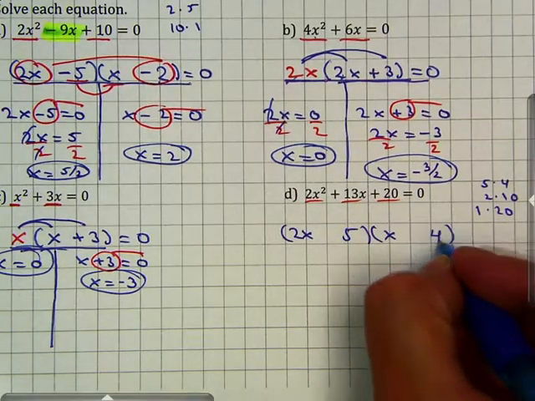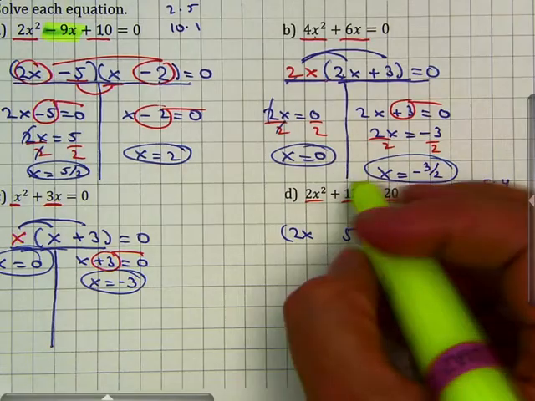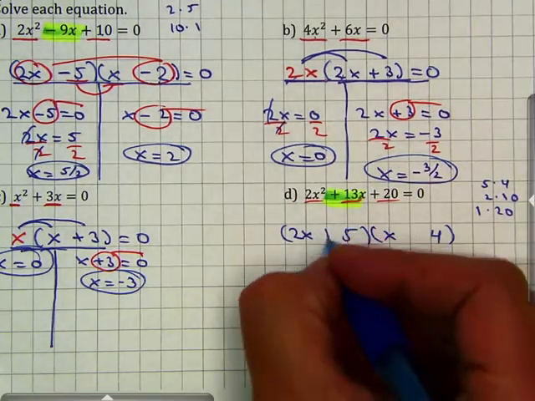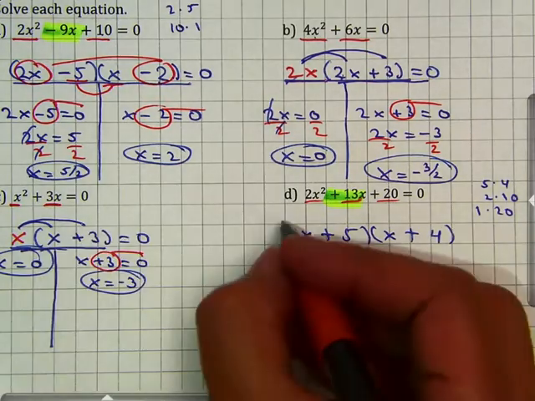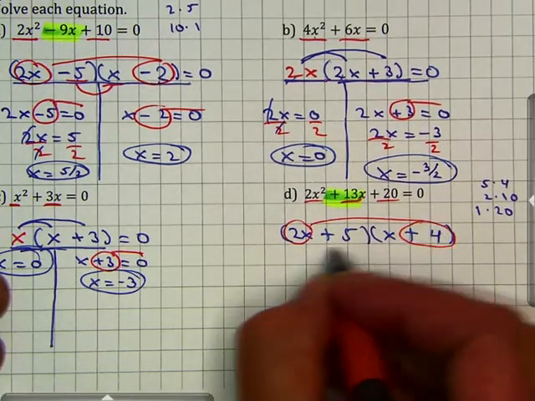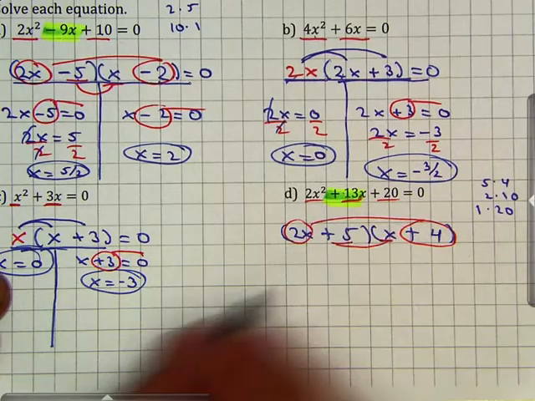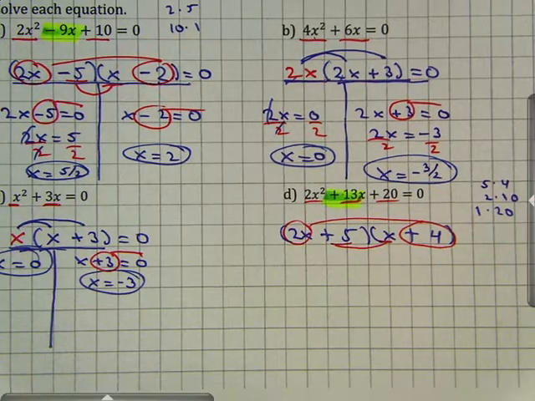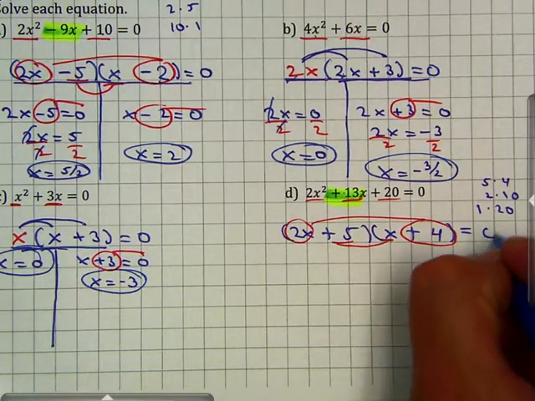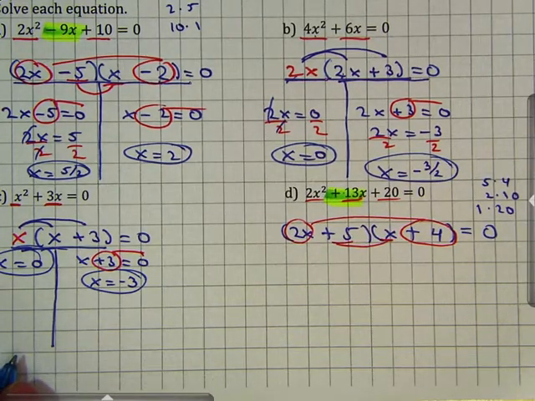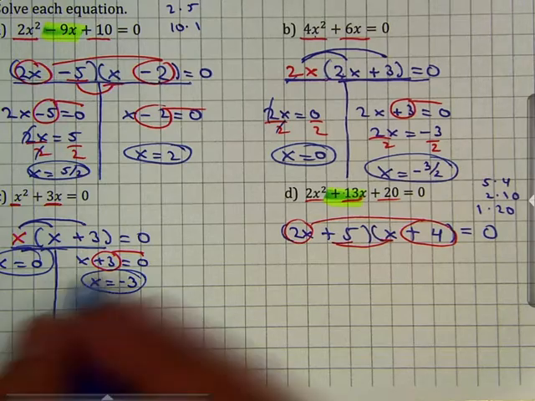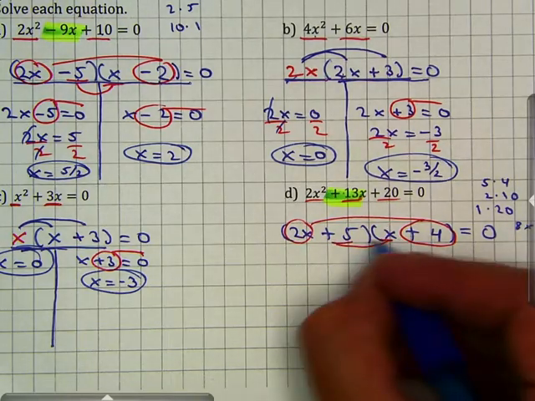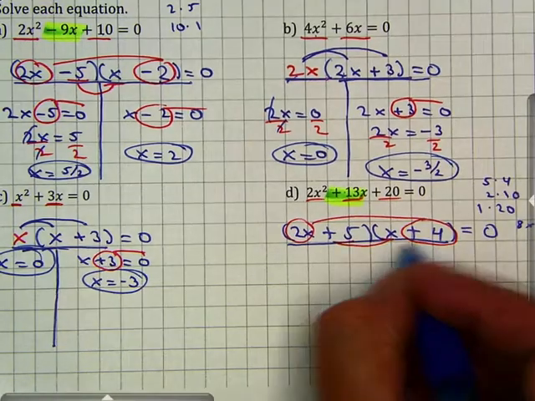5 and 4. And they need to add up to a positive 13. So they both should be positives. Because this will give you a 8x, and 5 more x will give you 13x. And I know that some of you guys are not writing it on the side, which is fine at this time, because you guys already had enough practice. But it has to be correct, and you have to double check. 2x times 4 will give you 8x and 5x. So that works. Zero product property.